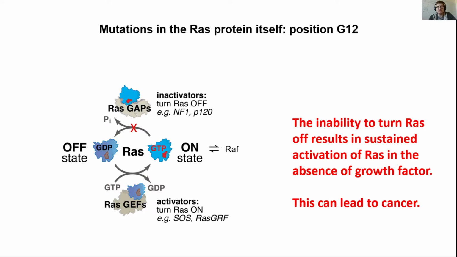And the inability to turn RAS off is going to result in sustained activation of RAS in the absence of growth factor. And what that means is cells are basically thinking, hey, this is when I should grow. I should be growing right now. This is the time to grow, even though nobody's told them that they should be growing right now. There's no growth factor out there saying time to grow. And this means you've got uncontrolled growth. And uncontrolled growth is one of the major contributors to cells adopting a cancerous or oncogenic state.